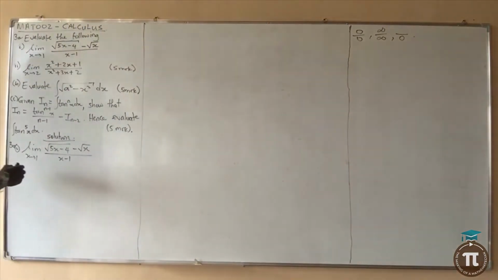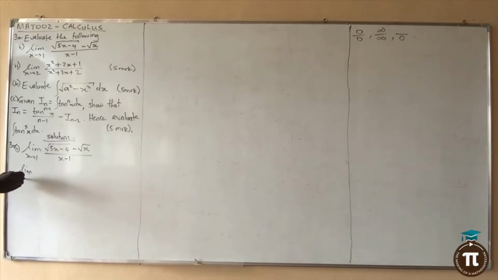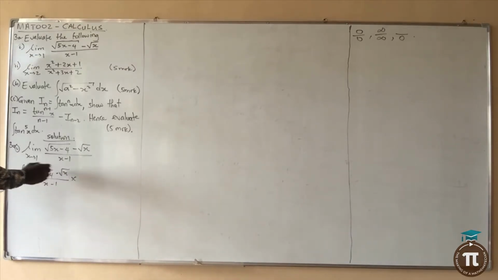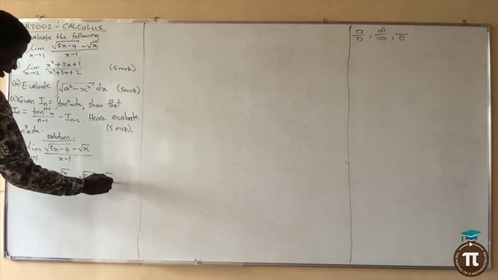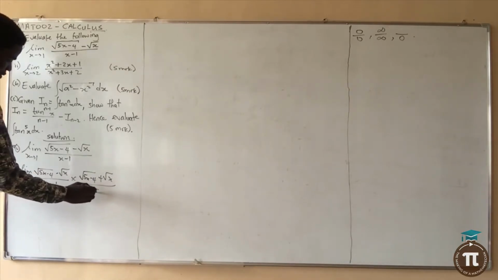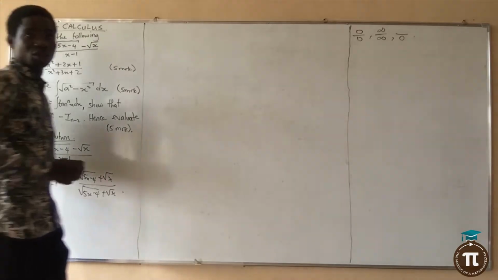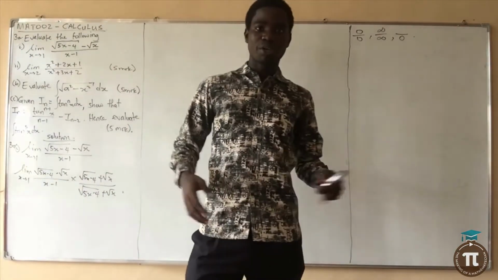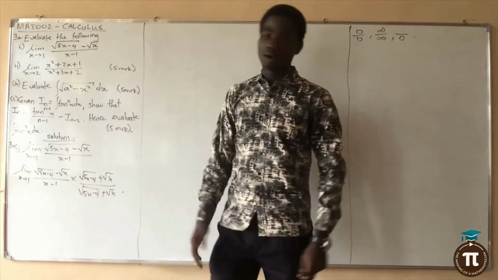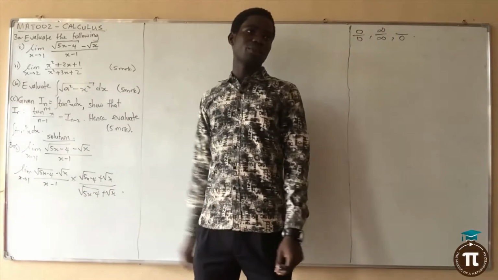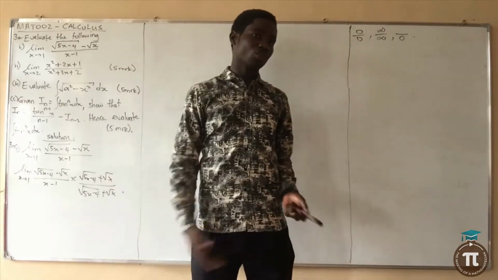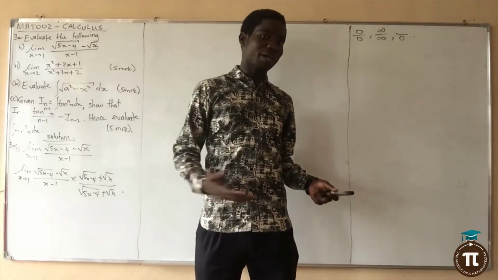Now I have limit as x goes to 1 of square root of 5x minus 4 minus square root of x, divided by x minus 1, and I multiply by square root of 5x minus 4 plus square root of x. So that's how we evaluate: by multiplying both numerator and denominator by its conjugate. Of course, I am rationalizing the numerator here, so I multiply both numerator and denominator by the conjugate. So the sign in between will change, and the numerator will become a difference of two squares.